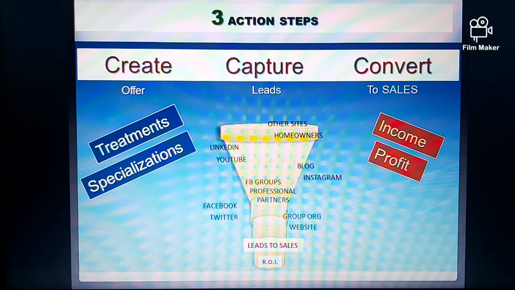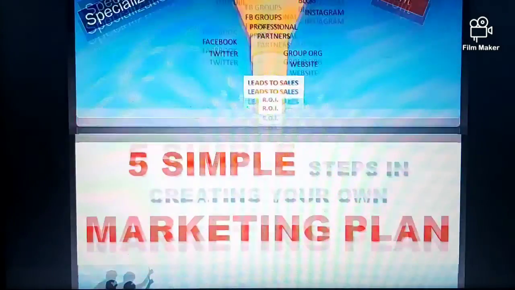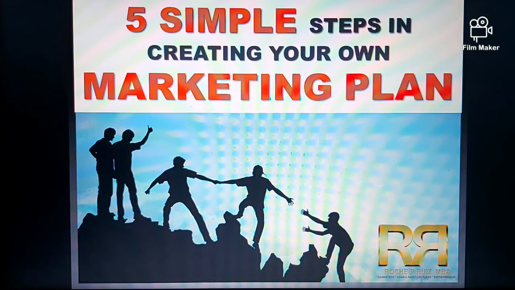That's also very important. So if this is done right, your offer gets leads, it will turn into sales, and income and profit will follow. Again, income and profit are totally different things. If you have income and a lot of profit, you're going to enjoy life. You're going to have a perfect world, enjoying life to the fullest. So those are the 5 simple steps in creating your own marketing plan.